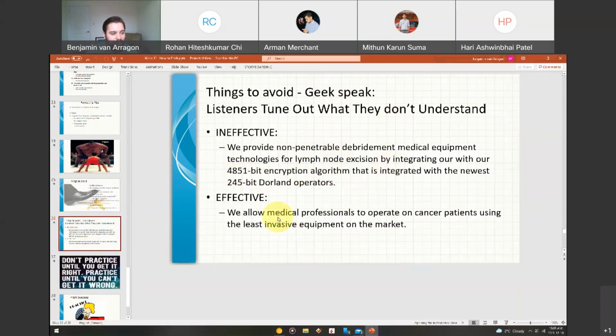You just need to say we allow medical professionals to operate on cancer patients using the least invasive equipment on the market. You don't say we provide non-penetrable debridement medical equipment technologies for lymph node excision by integrating with our encryption algorithm that's integrated with the newest 254-bit Dorland operators, right? You keep it simple.